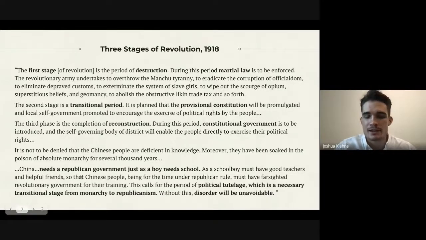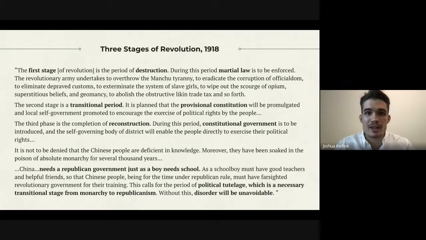And he advocates again and again for a republican government. He uses the metaphor that just as a boy needs school, just as students need good teachers, the Chinese people need good teachers. They need to be taught how to exert their democratic rights. They need political tutelage, and this political tutelage is necessary for the transition from a monarchy to a republic. If this doesn't happen, which is what the warlord period definitely shows, disorder will be unavoidable.